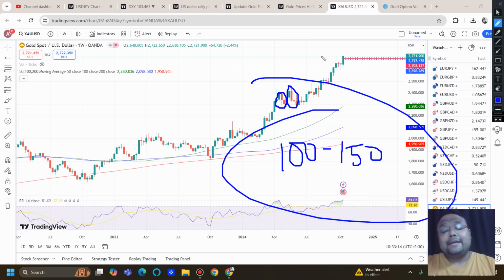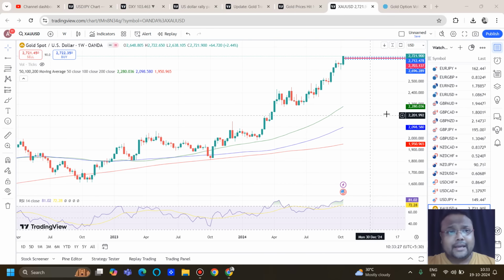Because the time has come where there's a possibility that the market may give us a correction of 100 to 150 pips, and then the market may go up again. But at this moment we need to be a little careful, and obviously there is no sign of sell yet. So let's not talk about sell right now.